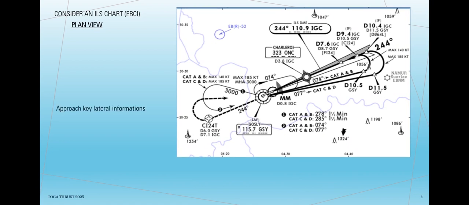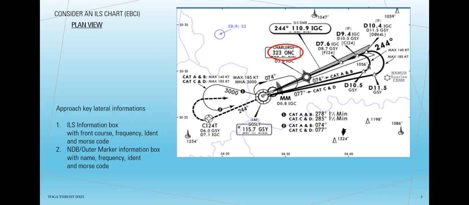Approach key lateral informations. ILS information box with front course, frequency, ident and Morse code. NDB, outer marker information box with name, frequency, ident and Morse code. VOR information box with name, frequency, ident and Morse code.